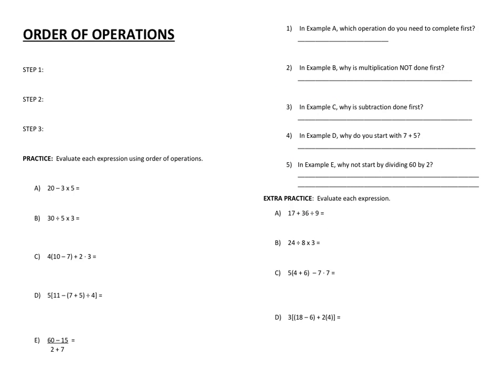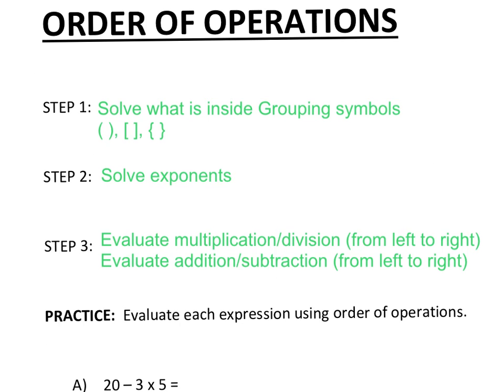Please go ahead and turn your paper over to the back side now. Now, in step number 1, we want to solve what is inside the grouping symbols first. Some grouping symbols would be parentheses, brackets, and braces. Anytime we see a value inside of a grouping symbol, that's simply going to say that I have to solve what's in there. So for example, if I were to have 5 plus 2, then plus 4, I have to solve what's inside of those parentheses first.